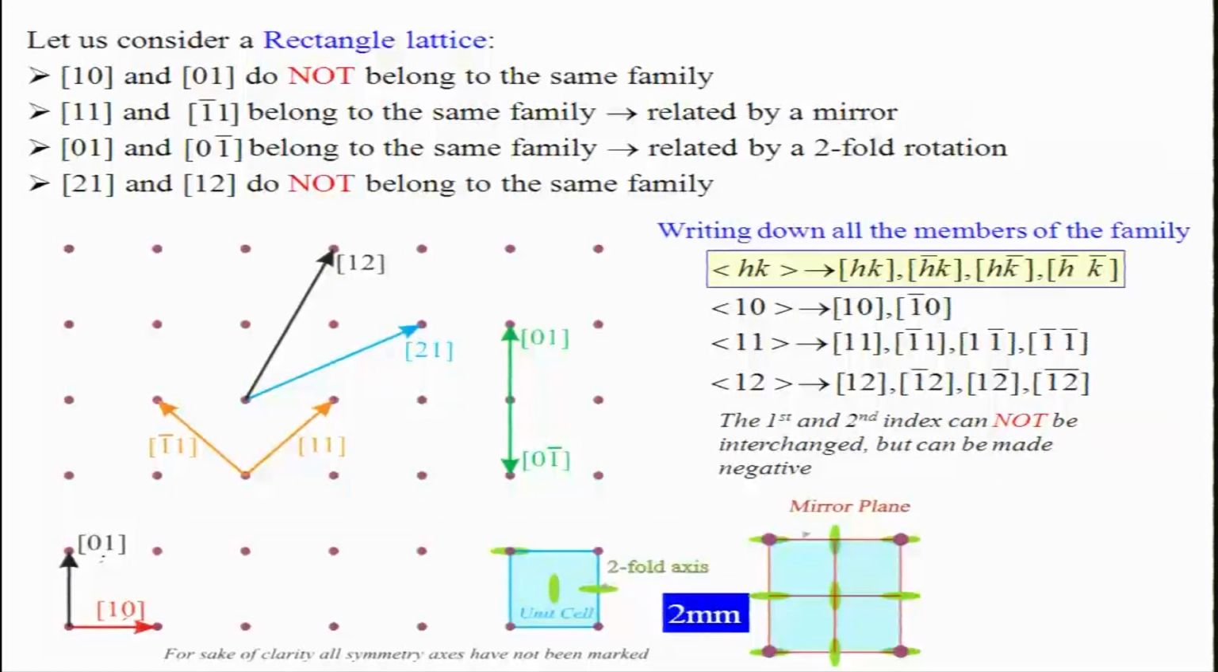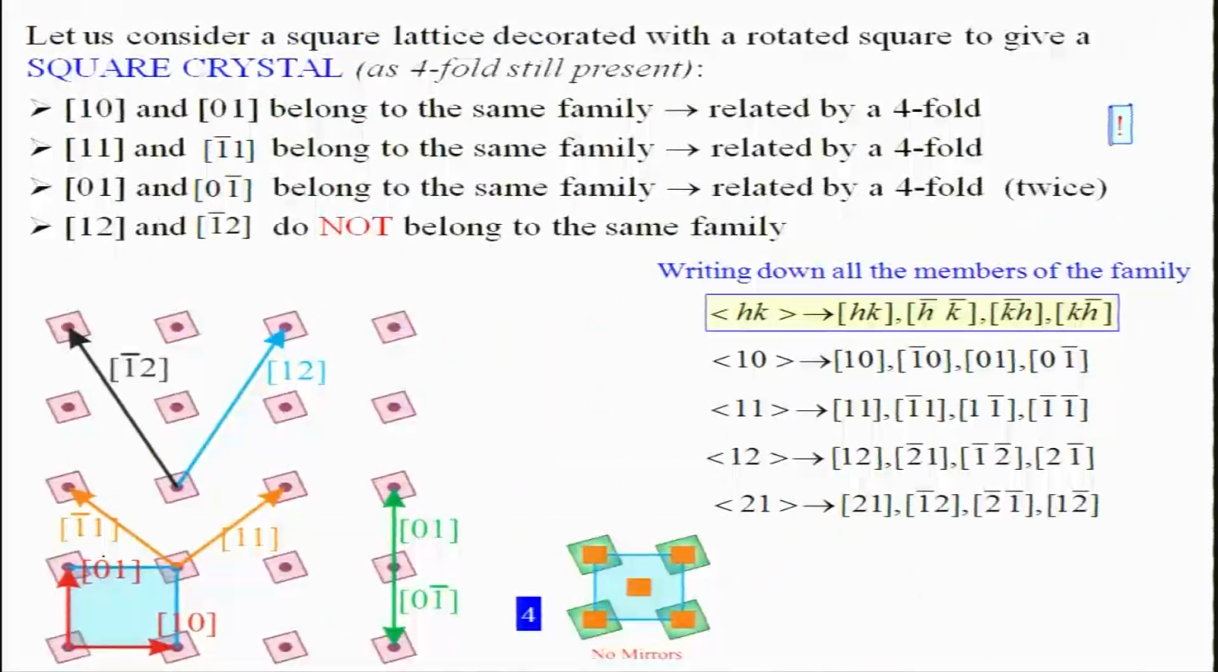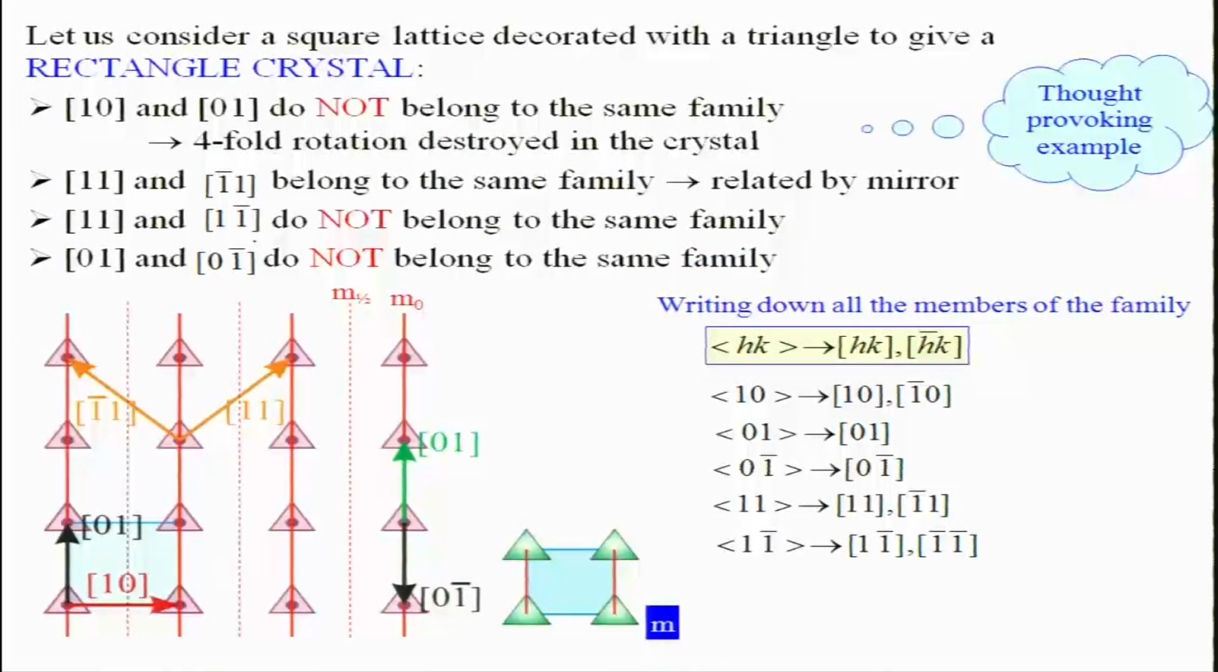And similarly you can see what are the other families of directions. If you change the motif, you have a four-fold, but again there are no mirrors. If there are no mirrors, then the two directions which could be equivalent because of a mirror will not be the same. Okay. So, for example, 1 2 and bar 1 2 do not belong to the same family because there is no mirror. Okay. So, symmetry changes the classification of direction quite dramatically.